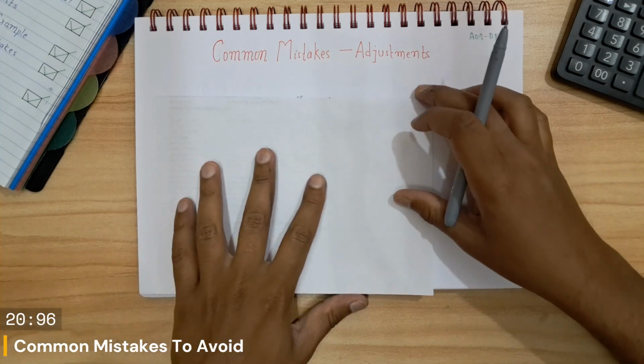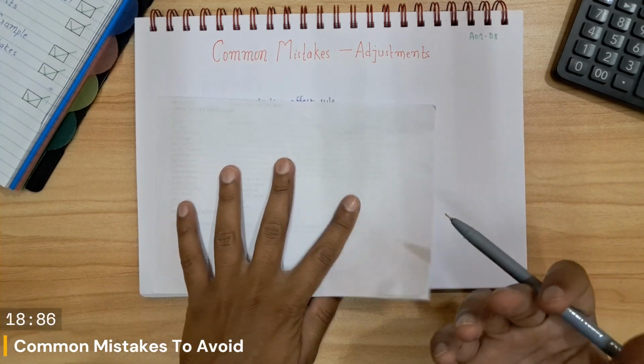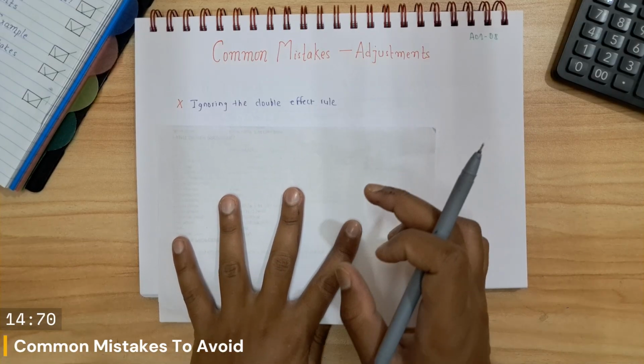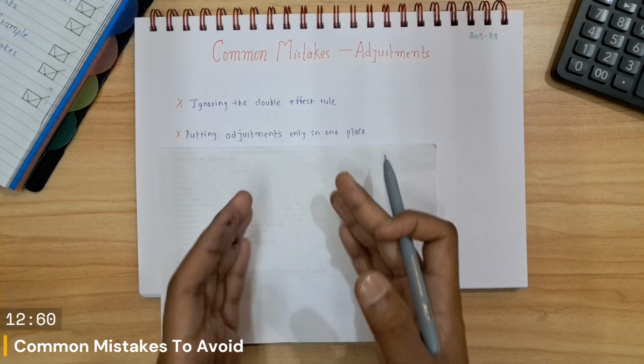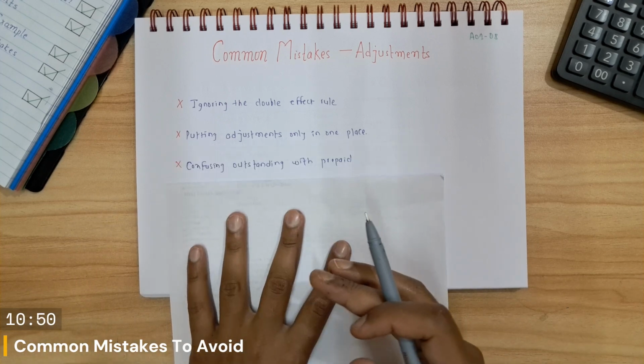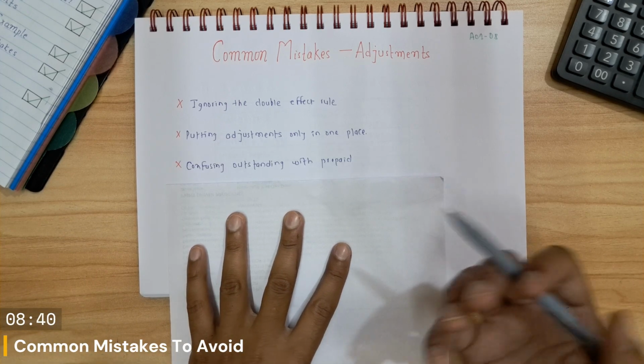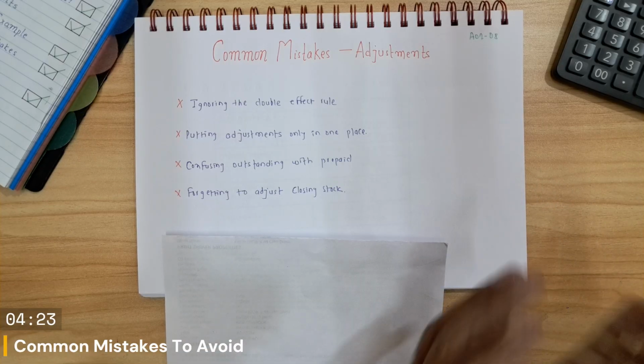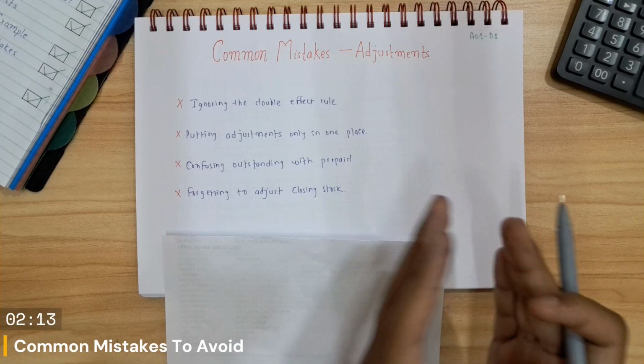Let's go over some mistakes people often make: ignoring the double effect rule and putting adjustments only in one place, confusing outstanding with prepaid, and lastly forgetting to adjust closing stock. So be careful.